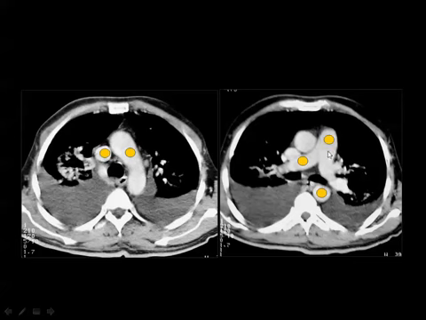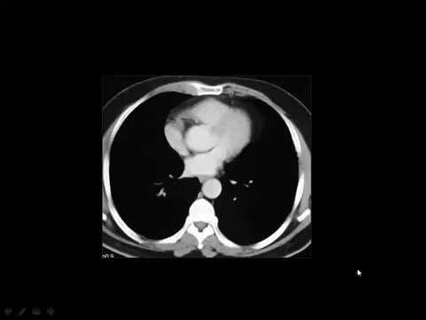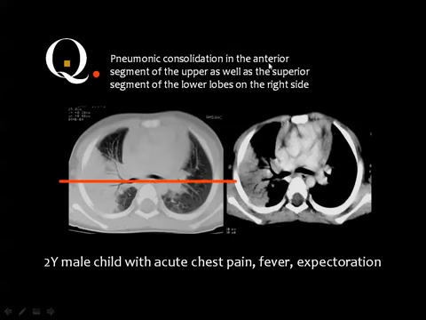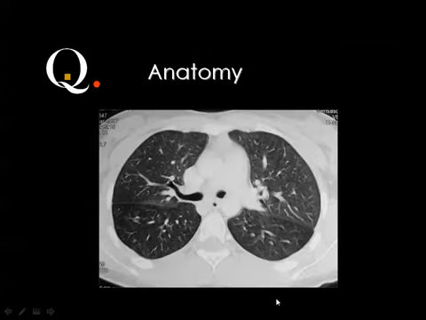Then the remaining branch is the main pulmonary trunk. Okay, if you look to these cardiac chambers, this is the right atrium, and this is the left atrium, and this is the right ventricle, and this is the left ventricle, and this is the descending aorta. Then this patient had pneumonic consolidation. Considering the tracheal bifurcation, part of the pneumonia is located in the upper lobe and part is located in the lower lobe. Then this pneumonic consolidation has affected the anterior segment of the upper lobe as well as the superior segment of the lower lobe on the right side.